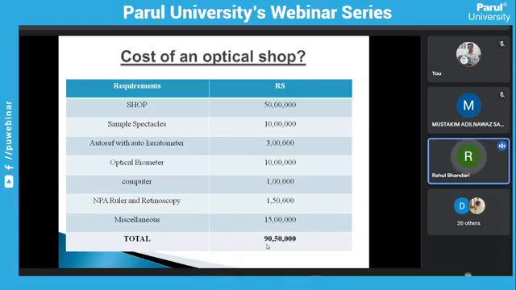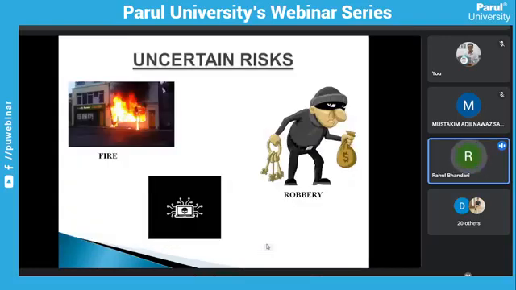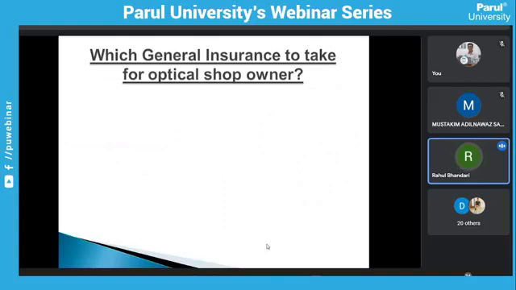and to protect against this financial loss when such events take place, insurance is needed. Now the question is, there are many types of general insurance companies. Which general insurance should an optical shop owner take?